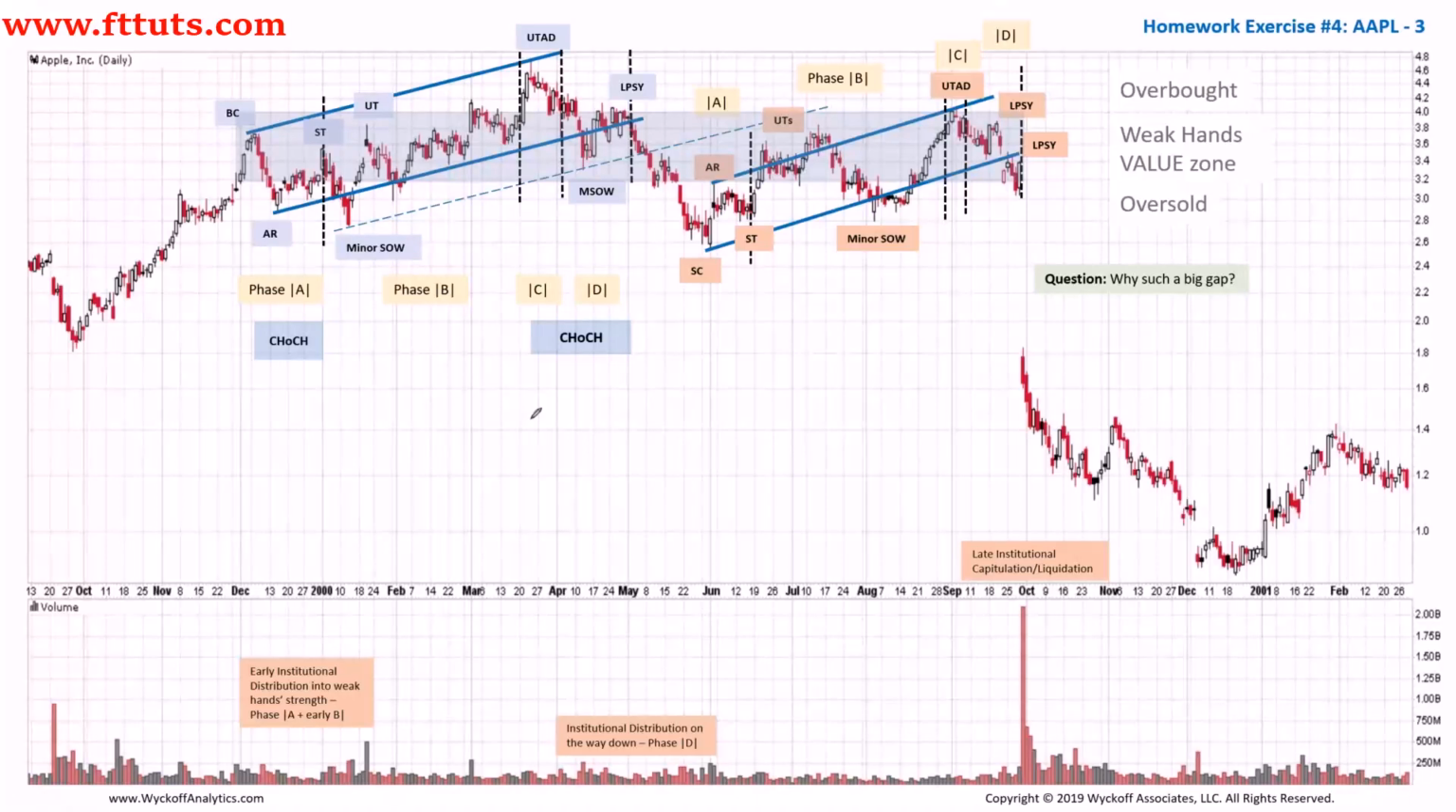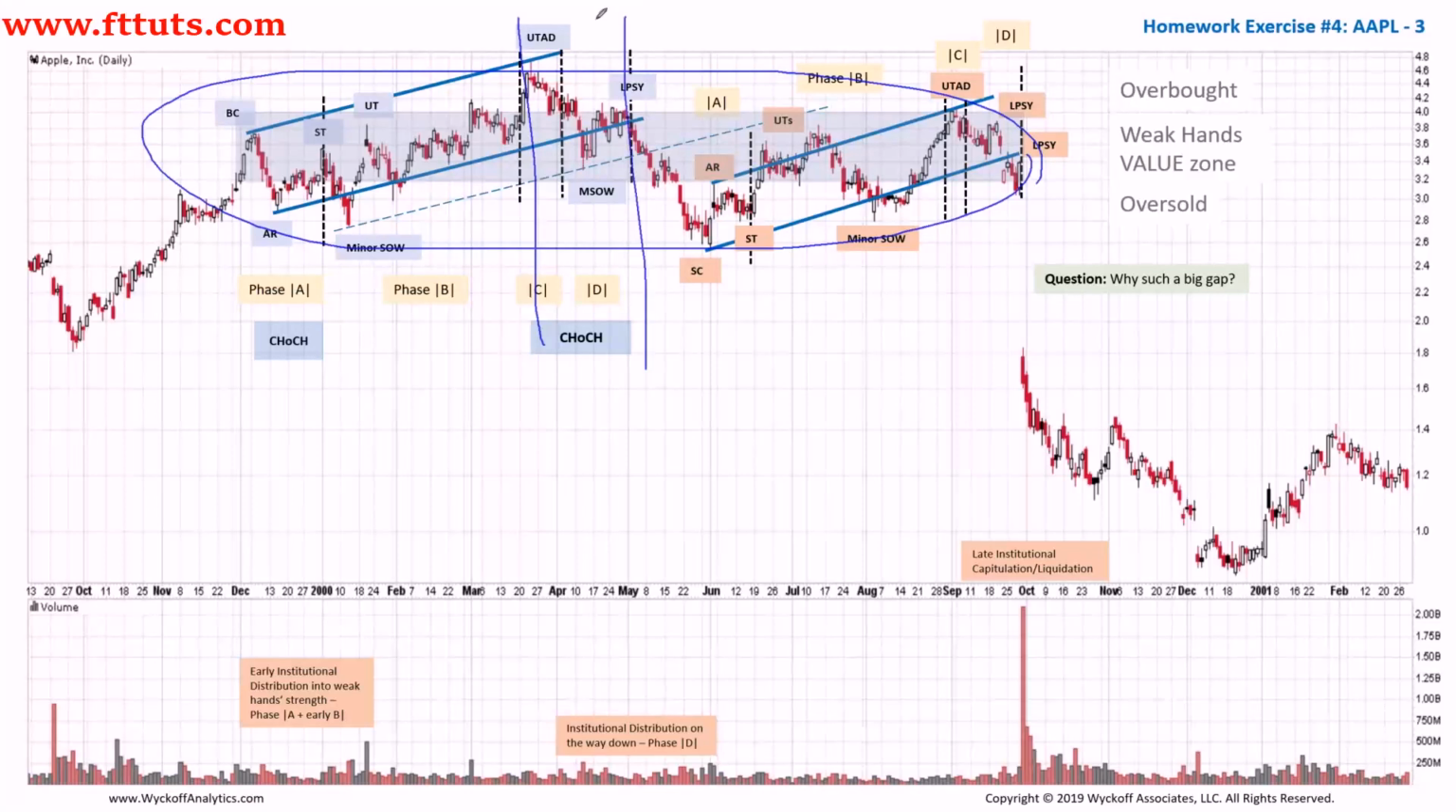Okay, so next chart. One nuance here for this particular chart: you could take the whole formation here and just say that this is our phase C, this is our phase A, this is our phase B, and then we have a very prolonged phase D. That would be acceptable, absolutely.